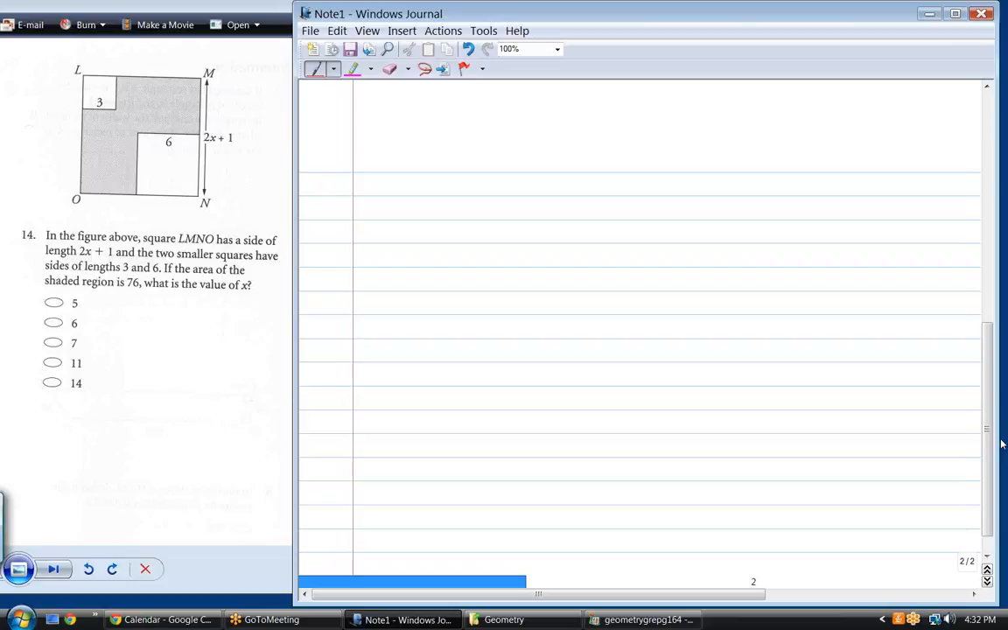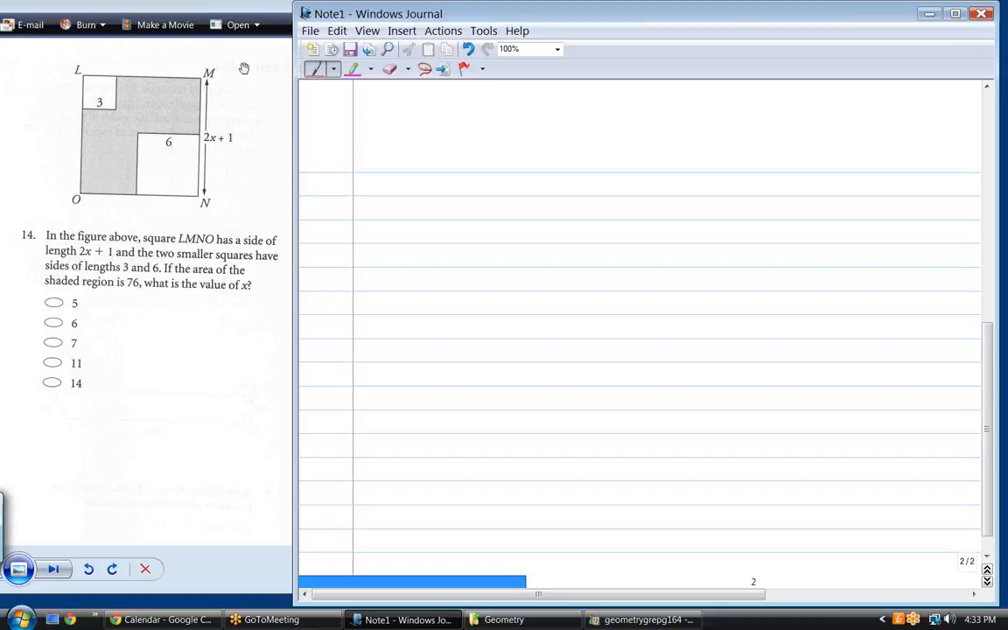All right. Last time we talked about shaded region problems. They are always what kind of problems? Sorry, I don't remember. They're always subtraction problems. Okay. So here they give us the side of the square is 2x plus 1, and they give us the sides of these smaller squares, 3 and 6. And they give us the area of the shaded region.